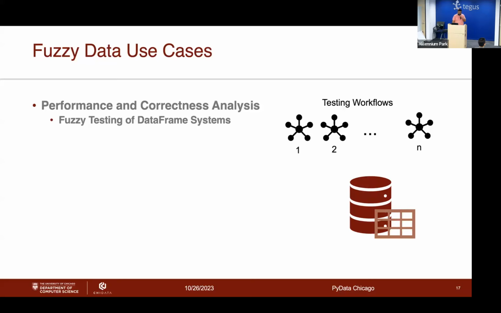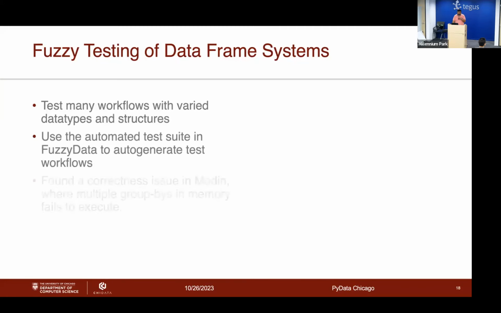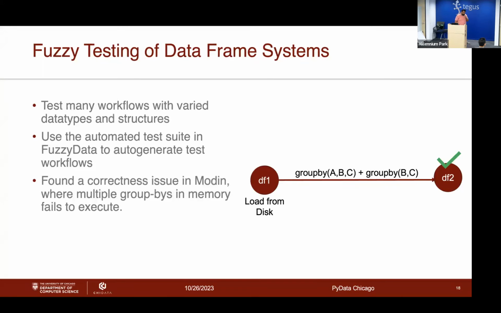So the main thing that I'd like to pitch fuzzy data for is, if you're currently writing a data frame based system, you can use this for fuzzy correctness checking. This is literally a random workflow generator, and you can use it to generate hundreds of artifacts and run hundreds of operations as a way of testing whether your data frame engine actually works or not. And in fact, that's kind of what we used fuzzy data for.